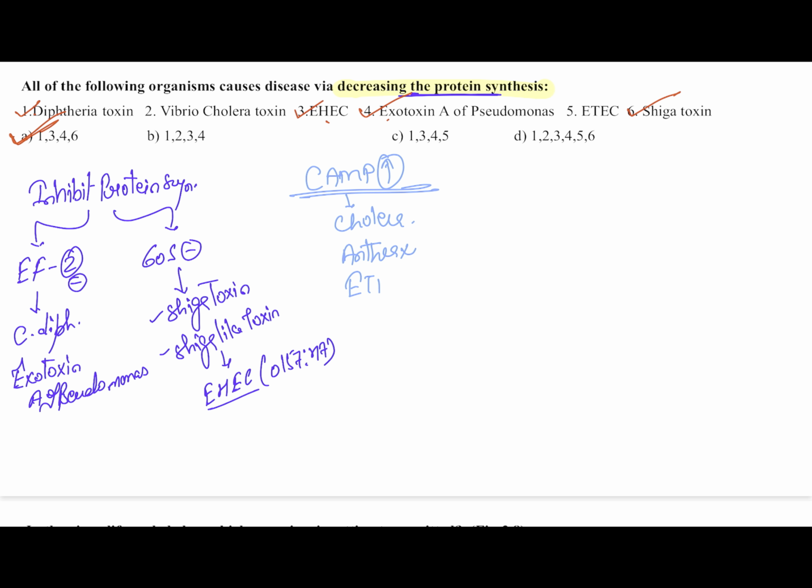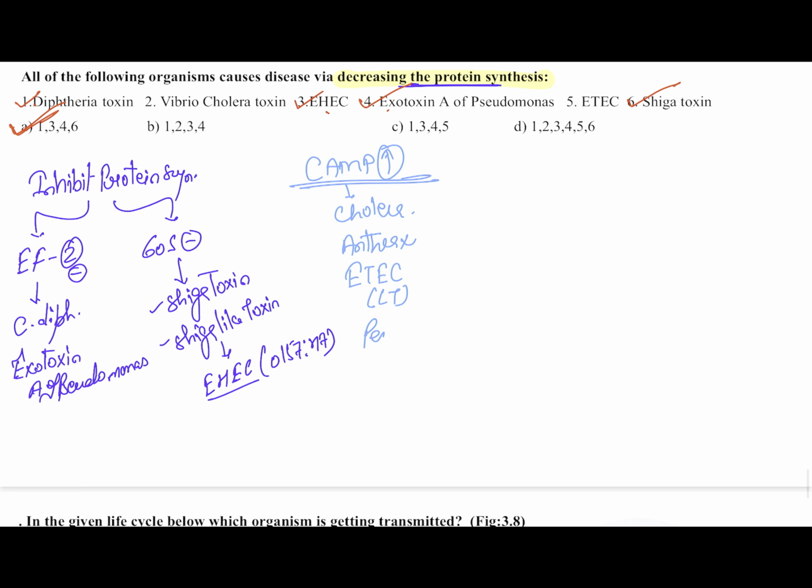Then enterotoxigenic E. coli, especially which type of toxin? The toxin is the labile toxin. Okay? And other than this, pertussis will also work by this mechanism, and Bacillus cereus diarrheal or heat-labile toxin. Okay? So these all work by increasing the level of cyclic AMP.